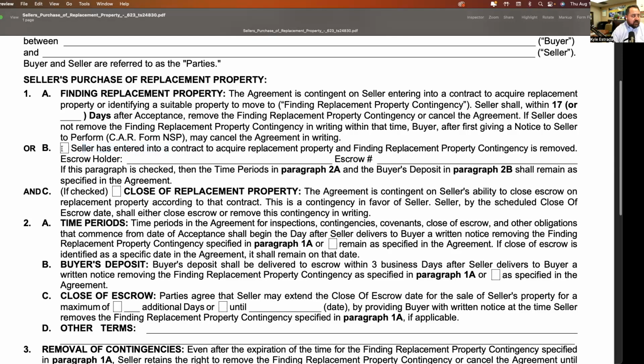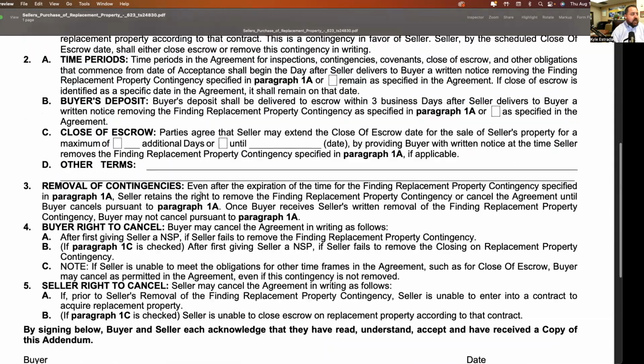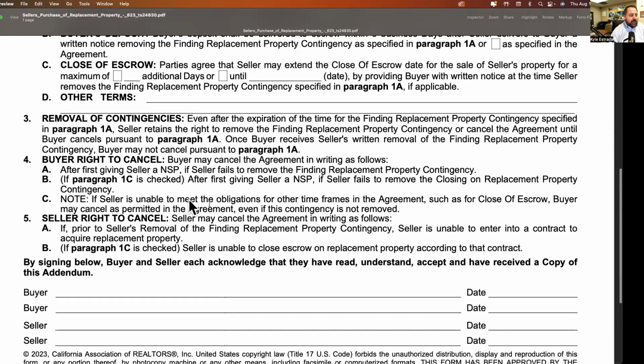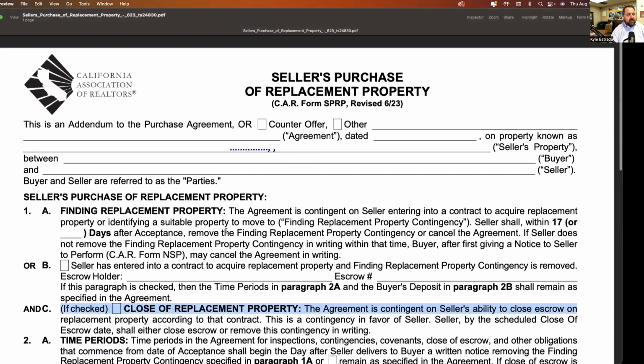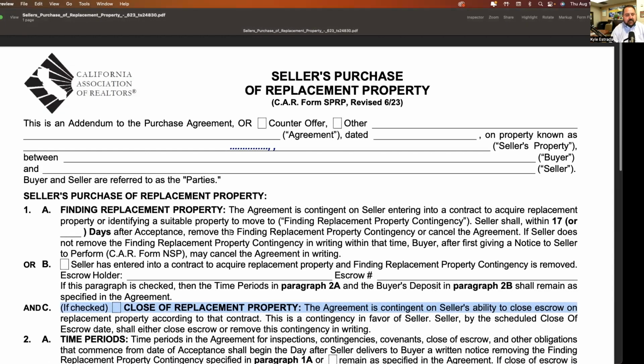I'm removing, if I check off this, I don't have to be in escrow, but I need to check this now to get the close of replacement property. And then it added this right here about the rights to cancel. That's it on the seller's property. But this seller's purchase of replacement property is basically the same as it has been for quite a while there.